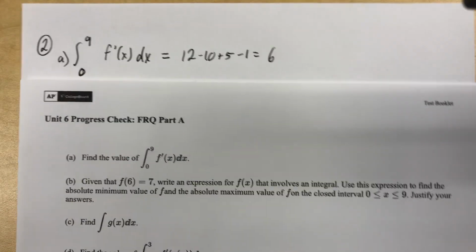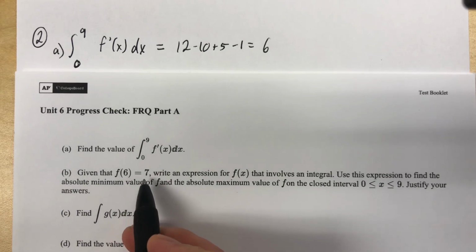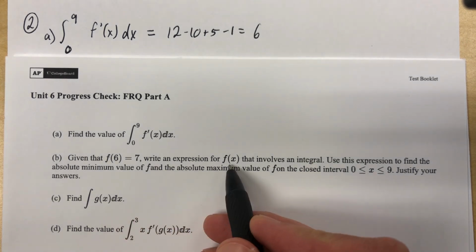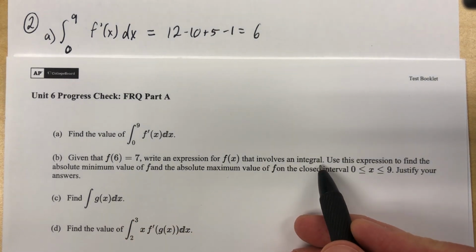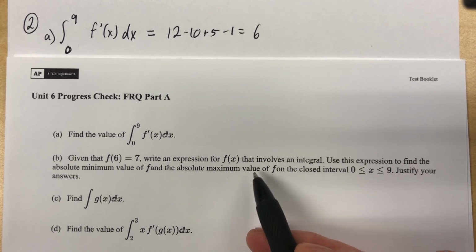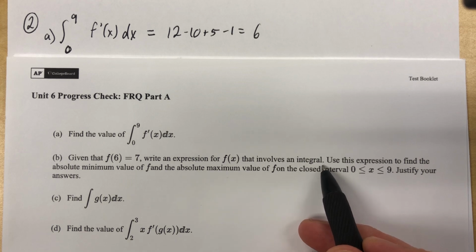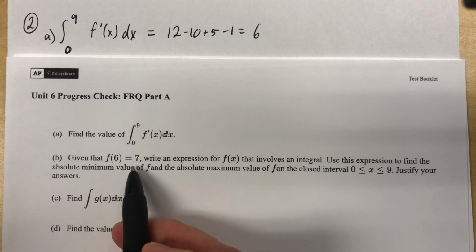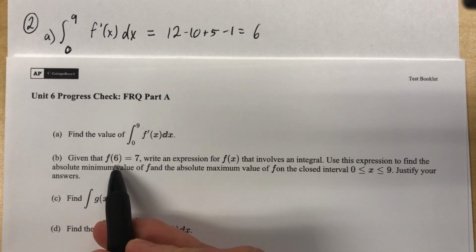All right, here's part B. Given that f of 6 equals 7, that's good to know. So we have somewhat of a starting value, not at 0 necessarily, but that's okay. Write an expression for f of x that involves an integral. Let's just stop right there and deal with that. If I'm going to write an expression for f of x that involves an integral, then I need to know my starting place, and I need to know how much value of the function I have accumulated since 6.